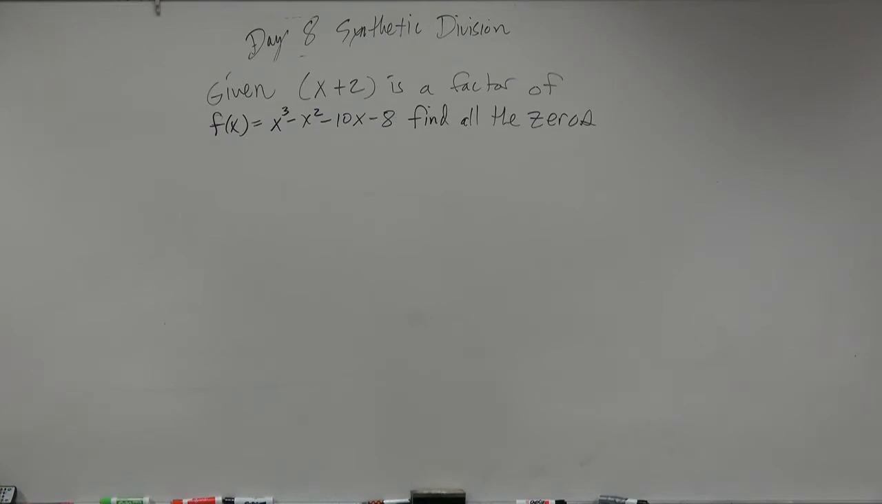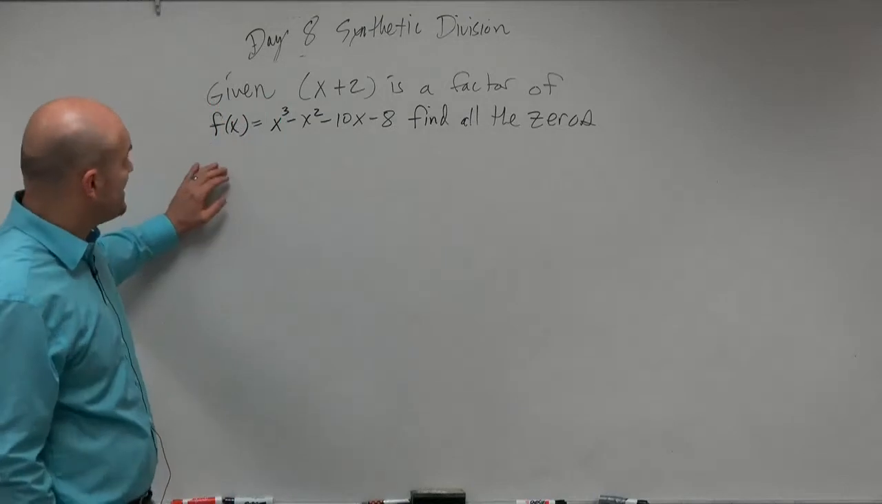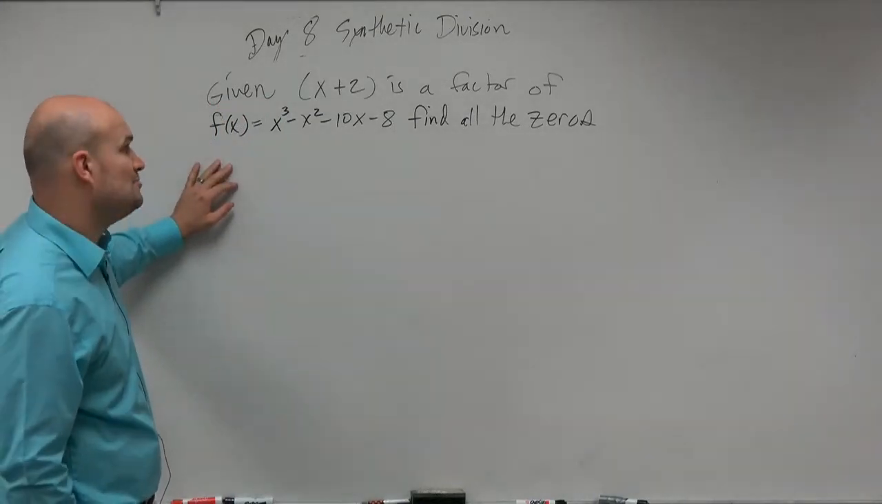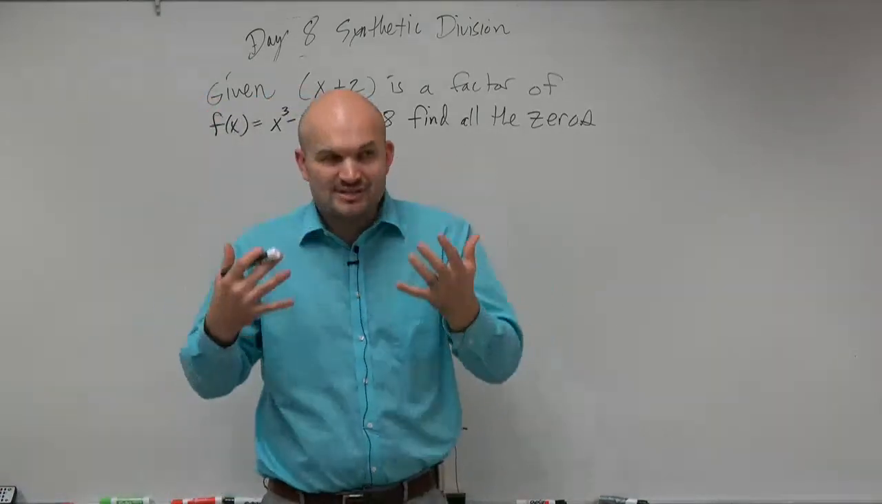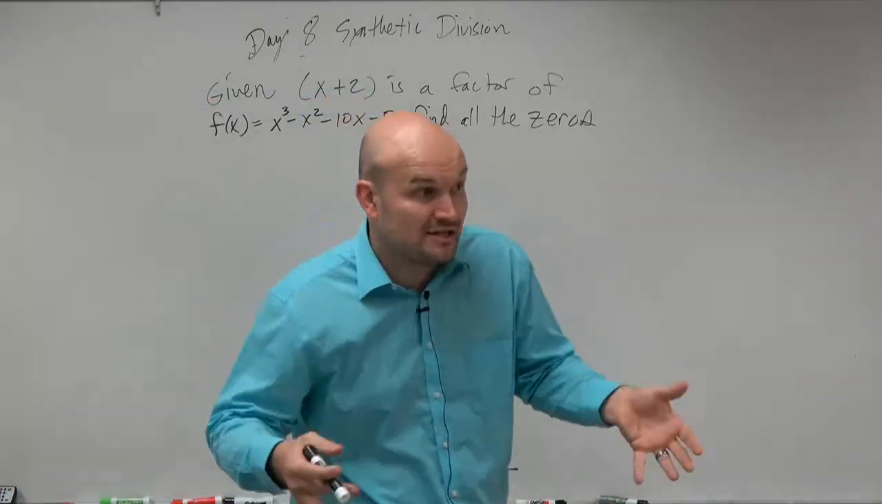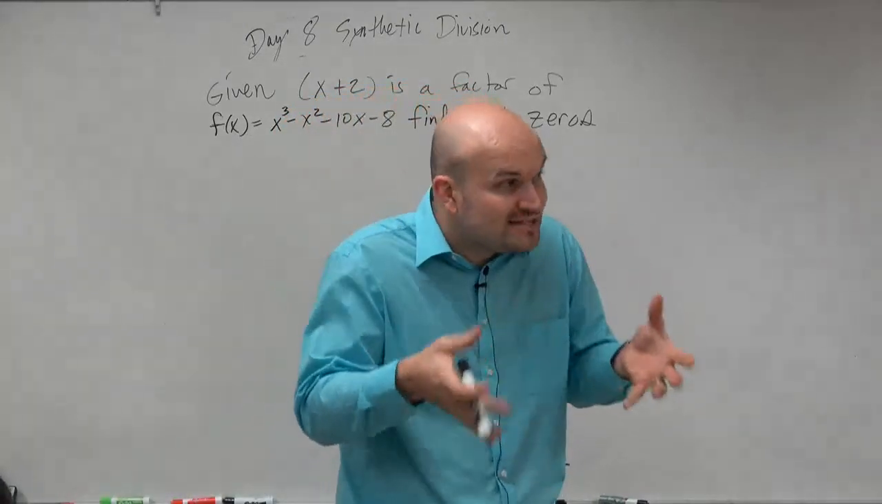So in this example, ladies and gentlemen, we're given x plus 2 is a factor of f of x equals x cubed minus x squared minus 10x minus 8, find all the zeros. So to do it, we have to understand a couple things. We know something is a factor. It's not asking is it a factor. We know it's a factor.